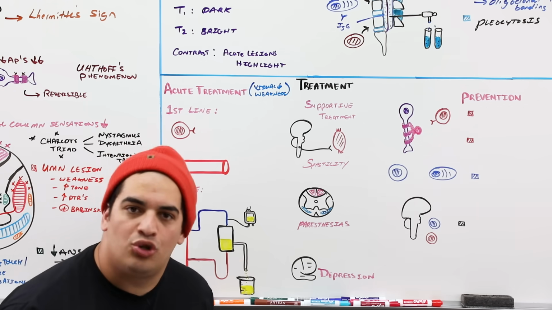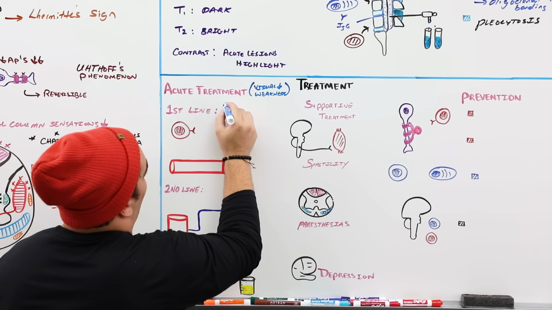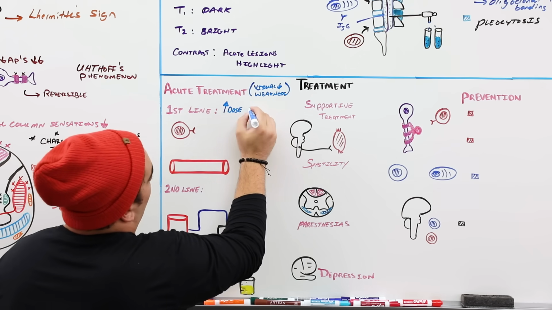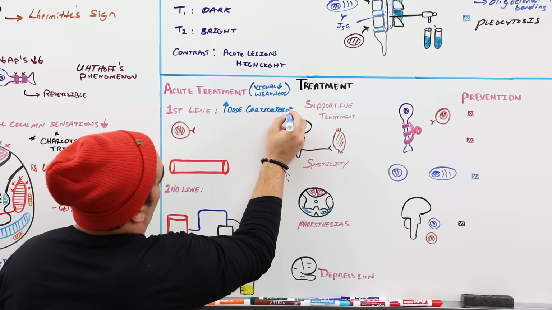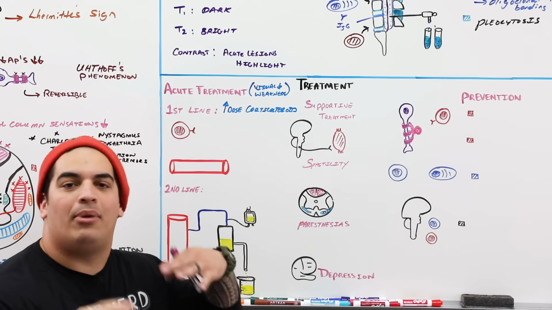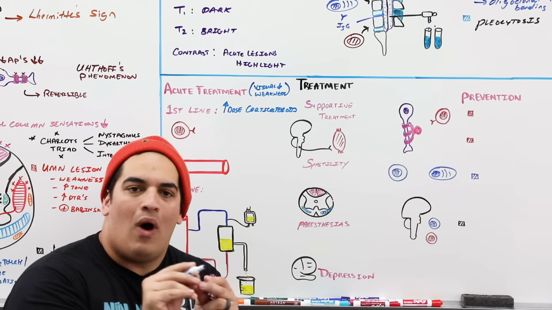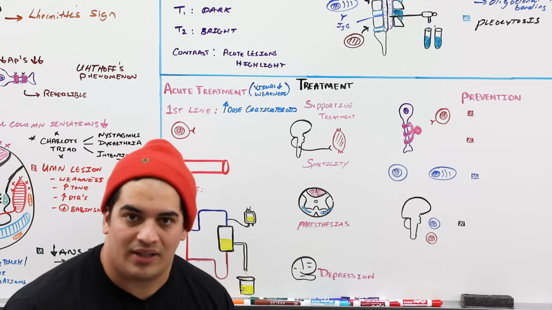The first line treatment that you have to remember is high dose corticosteroids. We can use things like methylprednisolone, prednisone, anything like that. But what I want you to remember is, why do we give this? Corticosteroids are great anti-inflammatory agents.